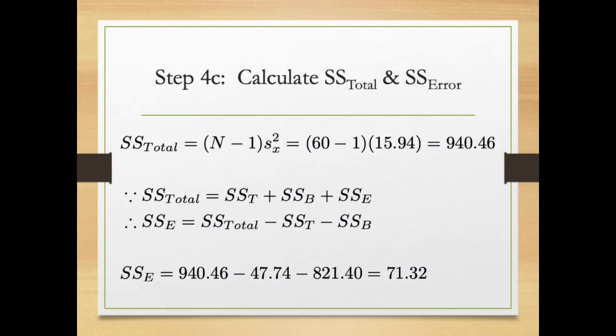I calculated the variance of all 60 data points to be 15.94. Thus, the total sums of squares is equal to 60 minus 1 multiplied by 15.94, giving us 940.46. We can now calculate the sum of squares for the error term to be 940.46 minus 47.74 minus 821.4, which gives us 71.32.